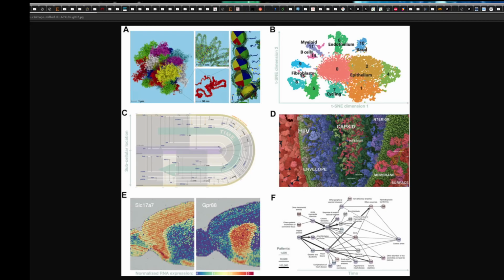Marx, V. 2021. Method of the Year: Spatially Resolved Transcriptomics. Nat Methods 18, 9 to 14. DOI 10.1038/s41592-020-01033-y. PubMed Abstract, CrossRef, Full Text, Google Scholar.